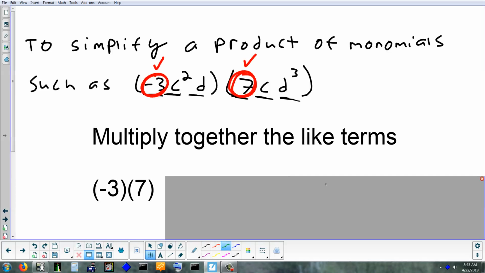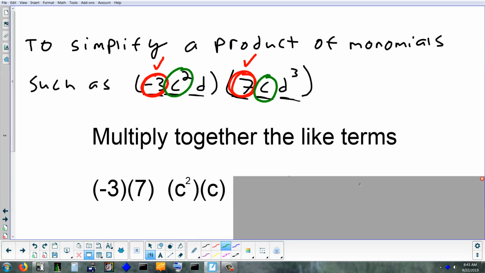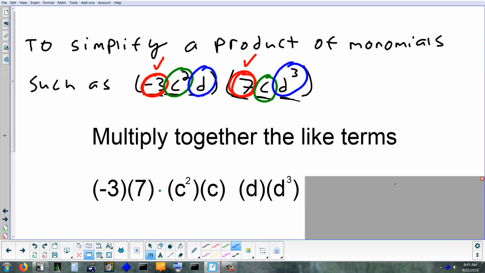Is there anything else there that are like terms? Something that's in the first parenthesis, something that's in the second parenthesis, and that I can put next to each other? The C's, right? C squared. There you go. C. There you go. And the D's. D. There you go. D cubed. There you go.